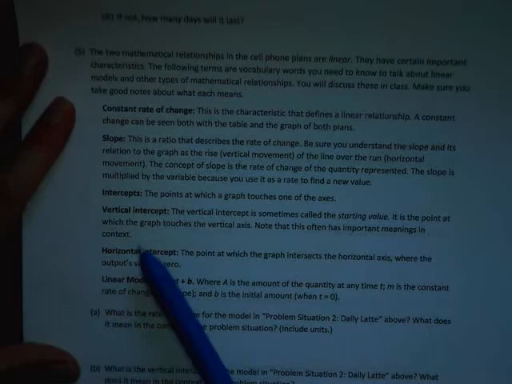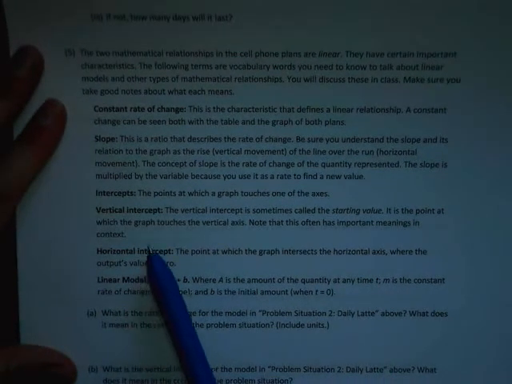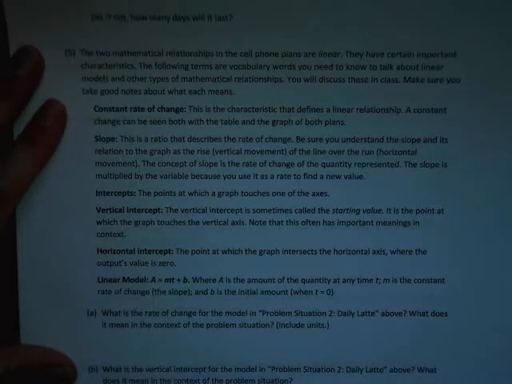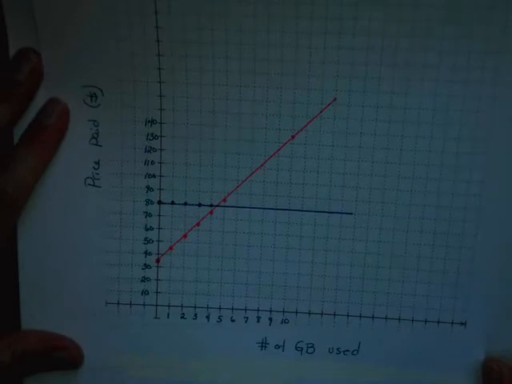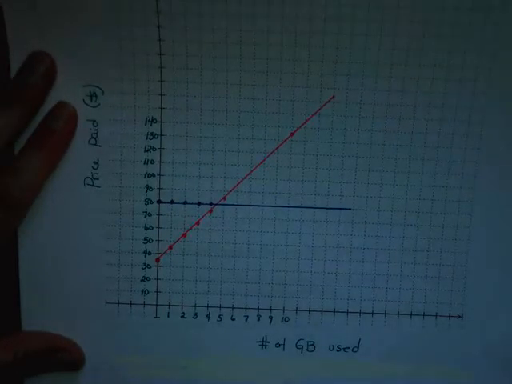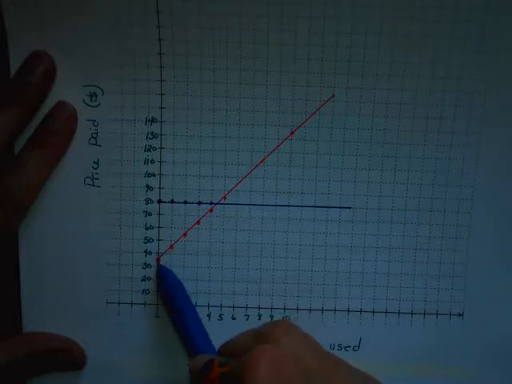We need to get down what these intercepts are. So this graph has two intercepts, two vertical intercepts, or y-intercepts. So this is a vertical intercept.